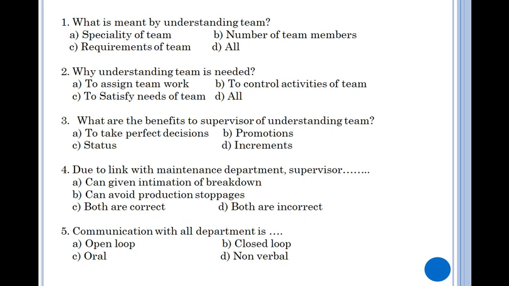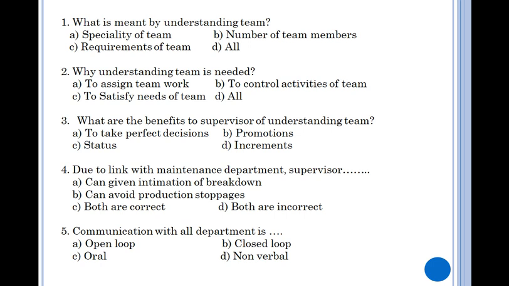The first question is, what is meant by understanding team? We have 4 options: speciality of team, number of team members, requirement of team, and fourth is all. As you know, we have studied the point called understanding the team. By that we can know things like speciality of team, requirement of team and number of team members. So the answer will be D, all.